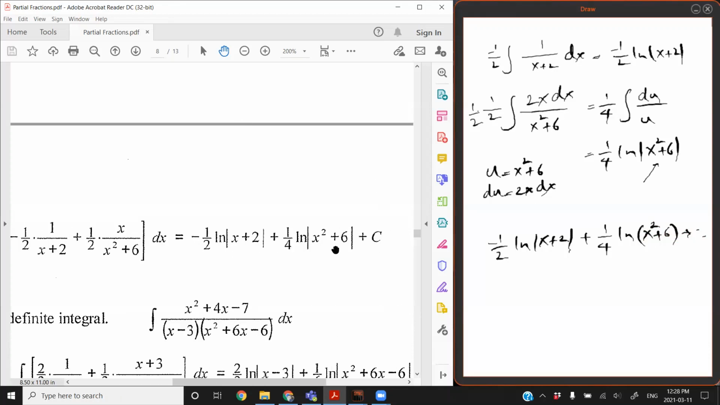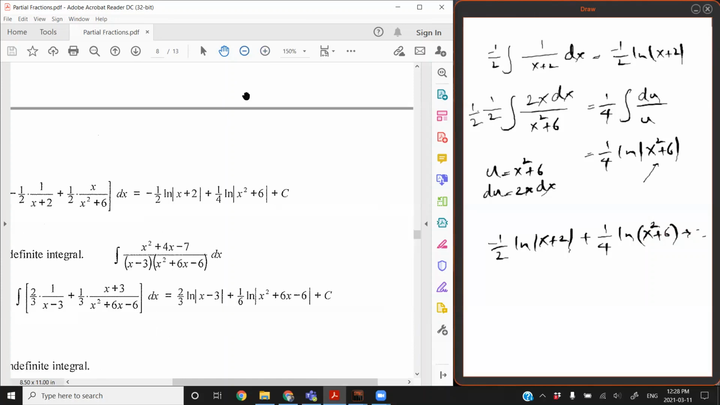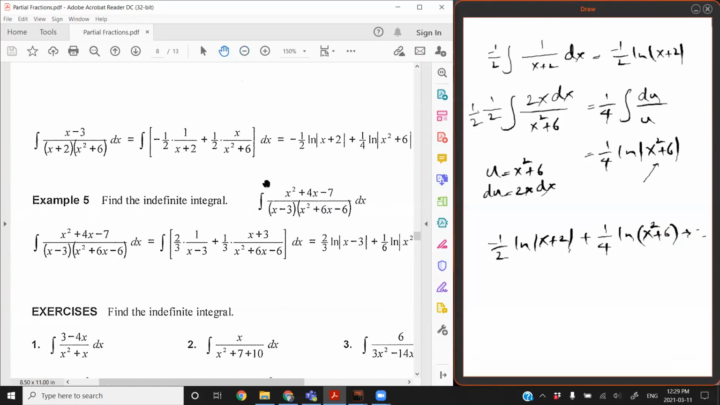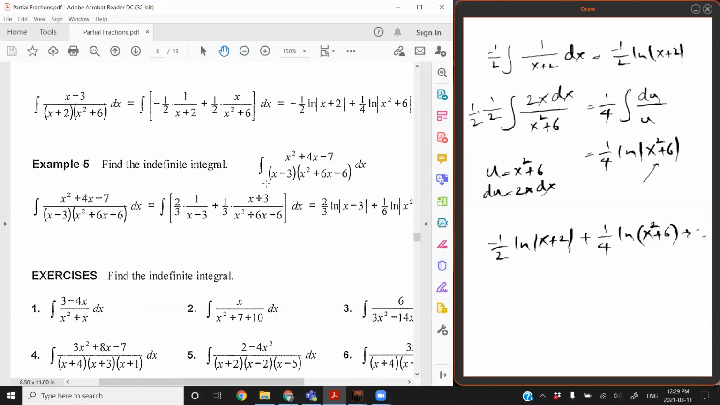Yeah, so here you have absolute value, but x squared plus 6 is always positive. You agree? x squared is always positive. 6 is also always positive. If you add up two positive numbers, this is always positive. It can never be negative. So you can just let go of the absolute value. It will still be correct. Any questions?